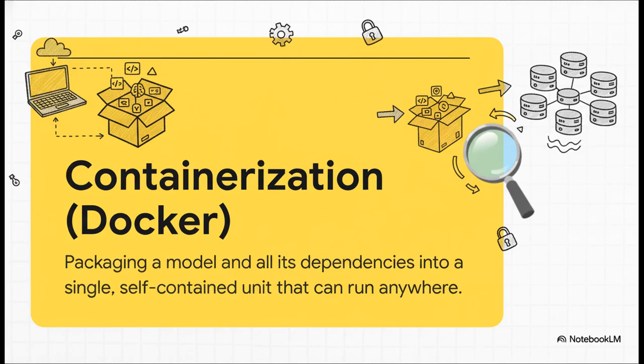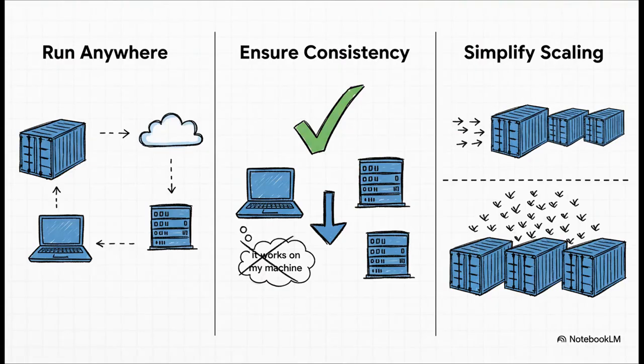But wait, this brings up a huge question, right? How in the world do you make sure your API and your model run the exact same way on some cloud server as they do on your own laptop? Well, that's where this amazing thing called containerization comes in. Using a tool like Docker, you literally package up everything, your code, the model file, all the libraries it needs, into a single self-contained little box we call a container. And the power of doing this, it's just immense.